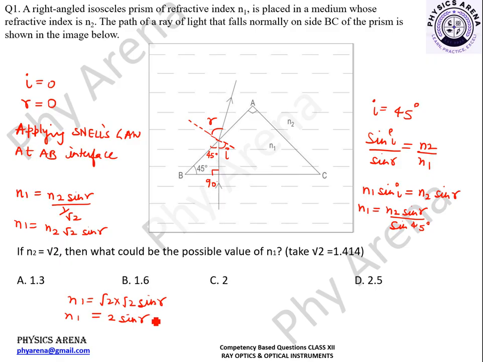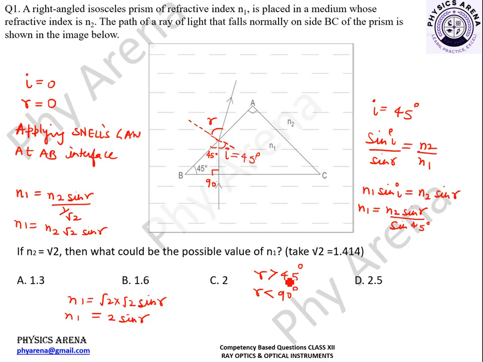Now, what can be the least value of r? So r is greater than 45 because i is 45. So r is greater than 45 and r is less than 90. That's what we can conclude from here. Because if r would have been 90, then the ray would have been grazing on the surface AB. So let's assume the value of r, what can be the minimum possible value? It is something greater than 45. And what can be the maximum possible value? That is something less than 90.